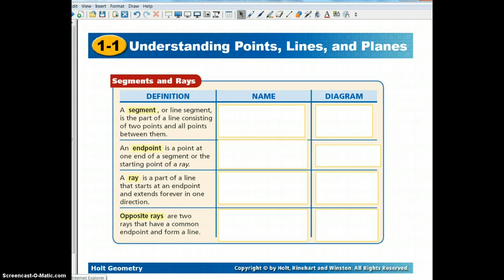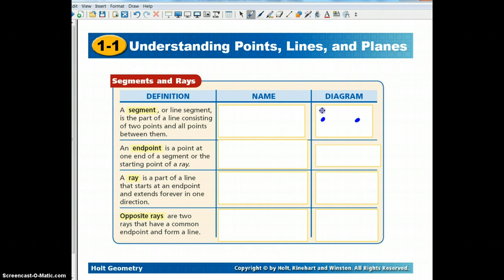Let's look at the other 4 points that we're going to discuss today. The first one is segment. A segment or line segment is the part of a line consisting of 2 points and all the points between them. It is part of a line. However, there is a beginning and there is an end, which means if it doesn't go on forever, there will be no arrows on this diagram.